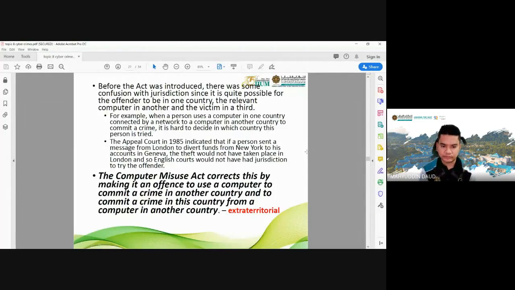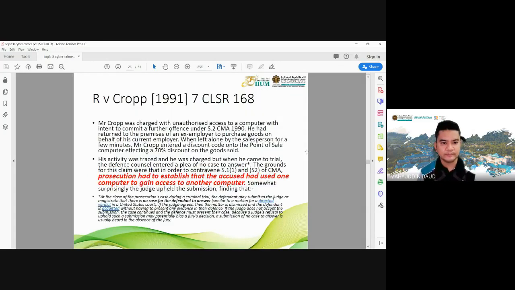But by having the Computer Misuse Act, it introduced an extraterritorial requirement. So it makes it an offence to use a computer to commit a crime in another country, and to commit a crime in this country from a computer in another country. So extraterritorial means it doesn't matter where the victim will be. Kalau dia ada dekat other country pun doesn't matter, it still can be prosecuted under the Computer Misuse Act, UK.